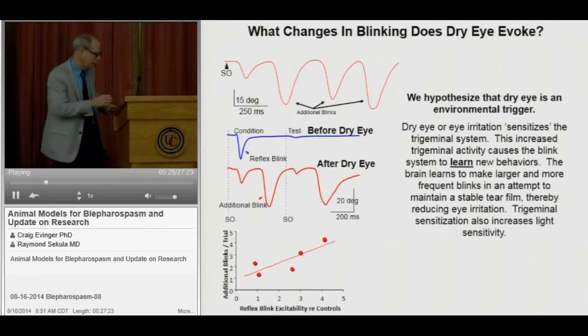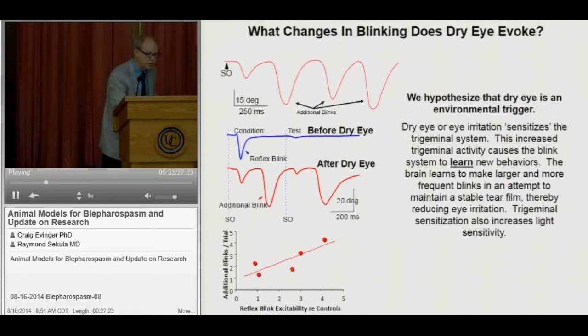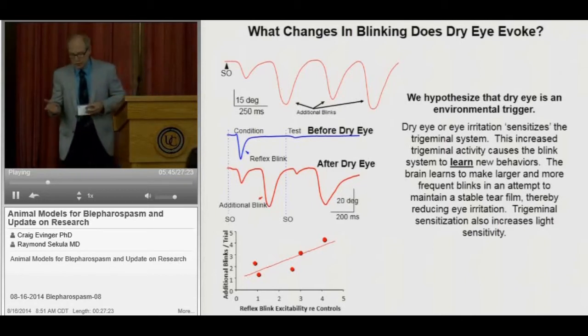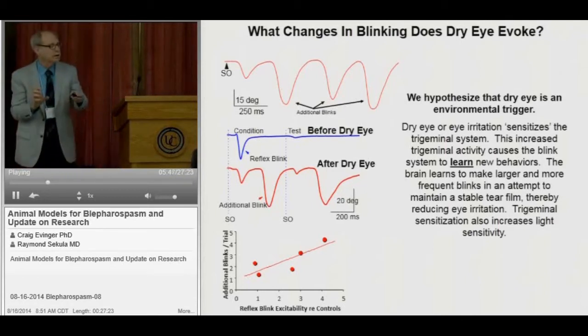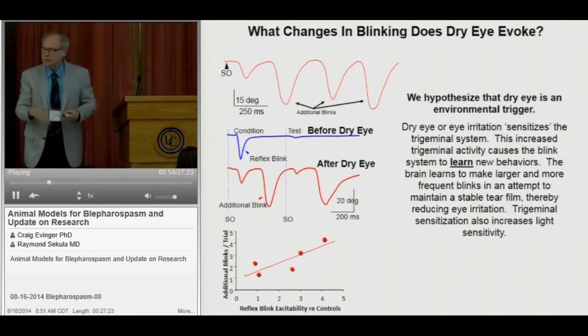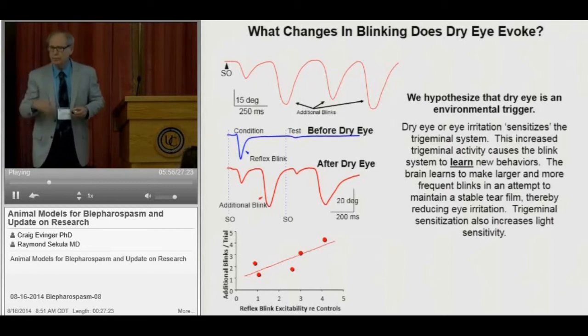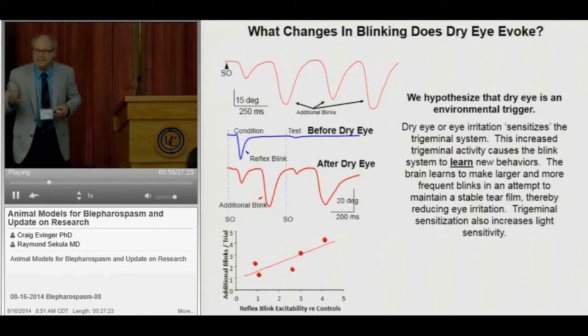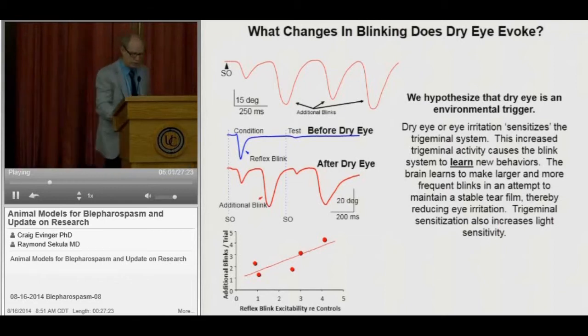What's plotted here are the number of additional blinks you make as a function of how excitable you are. The more excitable you are, and we're using that test condition ratio, the higher this number, the more additional blinks like this. And you can see you get a tight relationship there. So these two are linked, and they are learned behaviors. They're motor learning. They're not a reflex. They're something you learn. Your brain changes. It adapts its plasticity, like Dr. Hallett was talking about earlier.